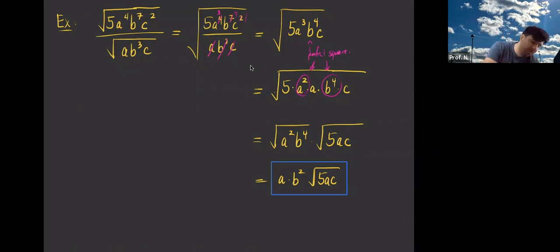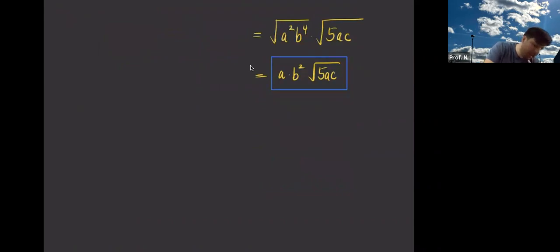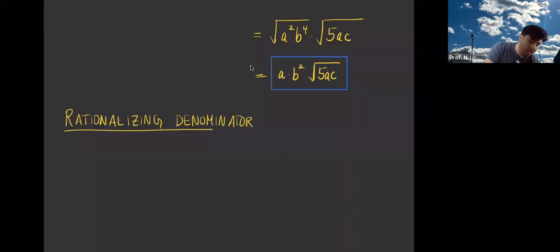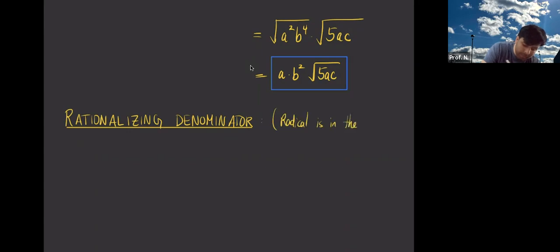Now, that's not the hard part, or not necessarily the interesting part. It's when we have to deal with what's called rationalizing the denominator. That's when things get a little bit more interesting. So you may have situations where the radical is underneath. So this is when the radical is in the denominator.